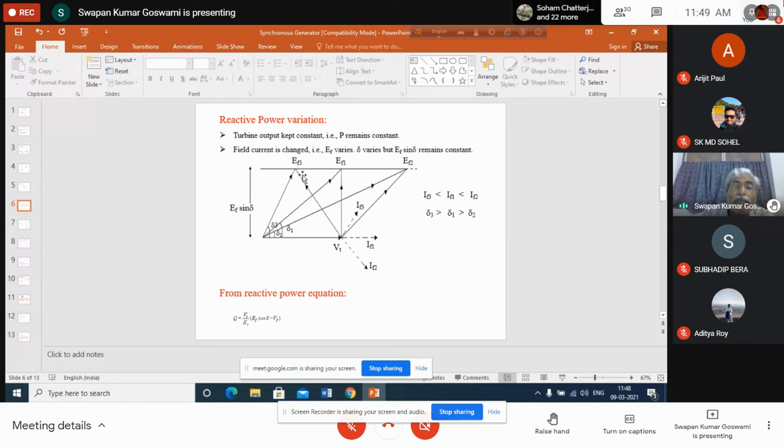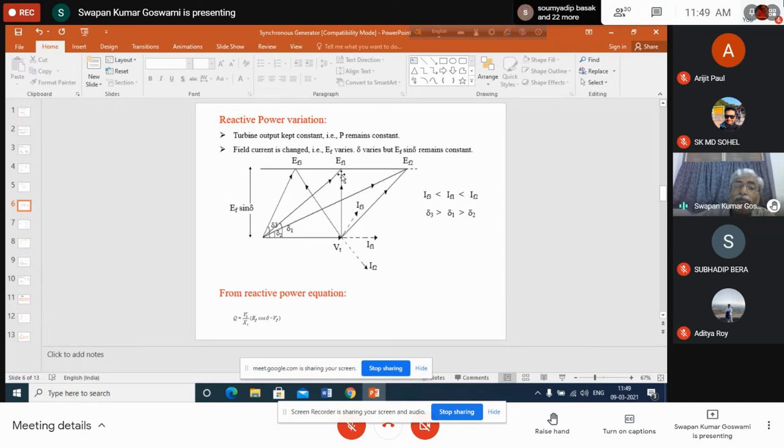Now to keep the active power output constant, since you are varying EF, we cannot allow the active power to vary. Since we are not allowing active power to vary, what we shall do? We shall see that this vertical component, that means EF sine delta, will not be allowed to vary.